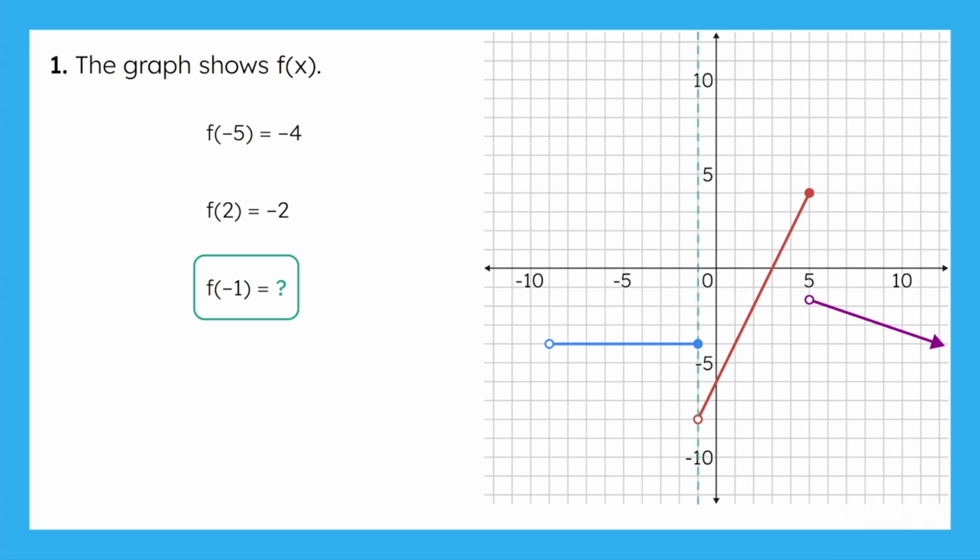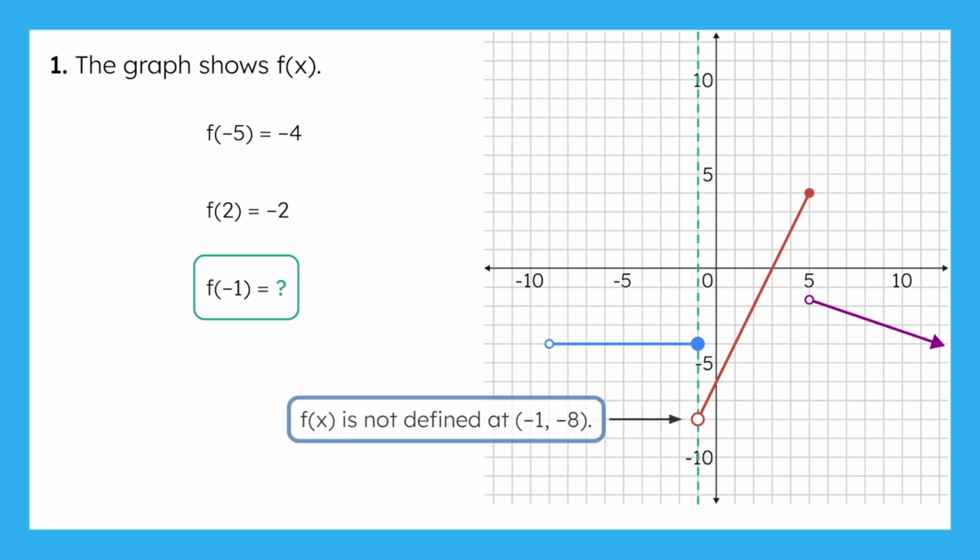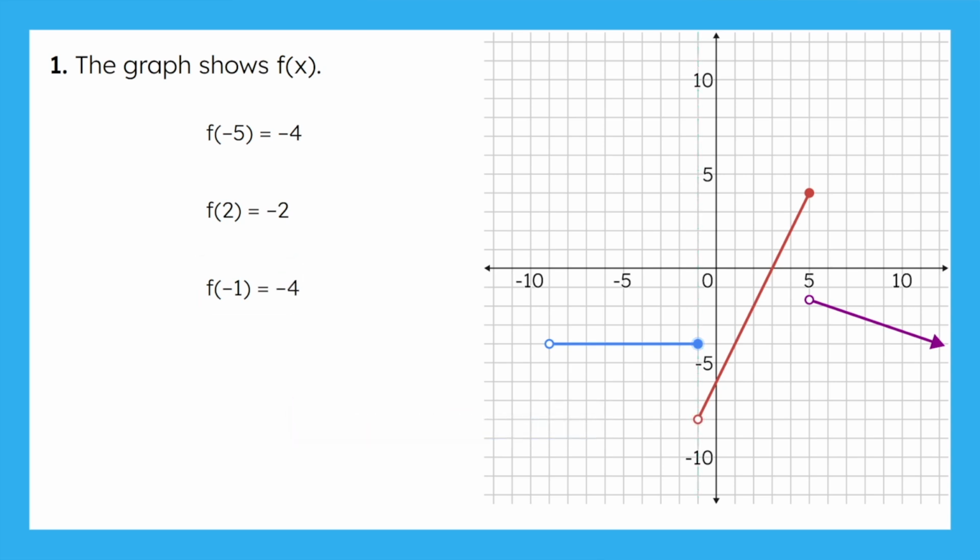When we go to evaluate f of -1, it looks like there might be 2 output values on the graph. But since this is a piecewise function, we know that there cannot be more than one output for any given input. So which one is it? The output of -4 has a closed circle, while the output of -8 has an open circle, which represents a place where a function is not defined. So f of -1 is -4.